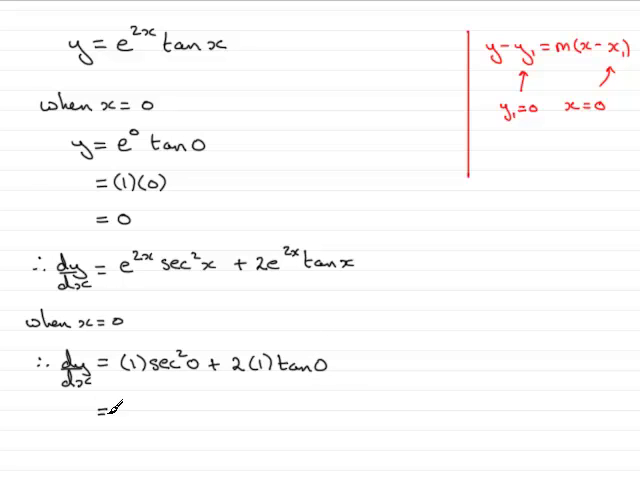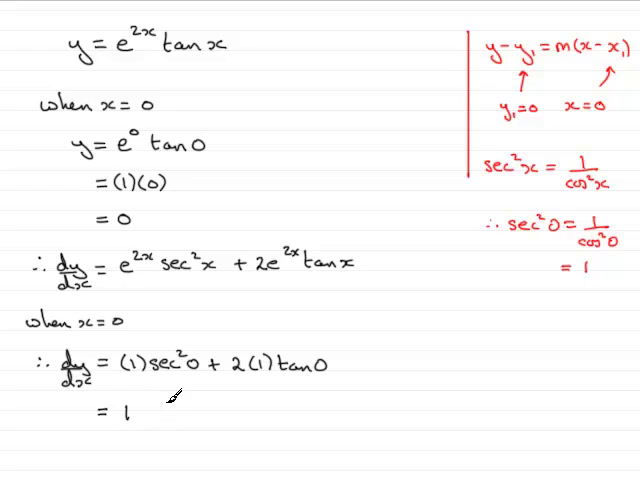So, what is sec squared 0? Sec squared x is the same as 1 over cos squared x. So therefore, sec squared 0 must be 1 over cos squared 0. Now, the cosine of 0 degrees or radians is always 1, and so therefore we've got 1 over 1 squared, which is 1. So over here we've got 1 times 1, which is 1. The tan of 0 is 0. 2 times 1 times 0 will be 0. So the gradient then is 1.